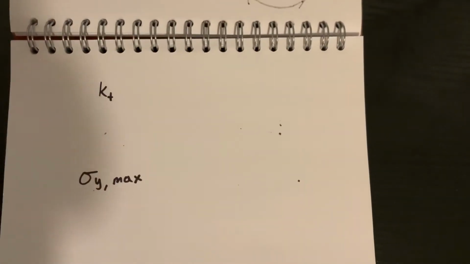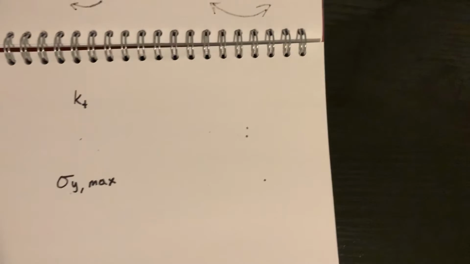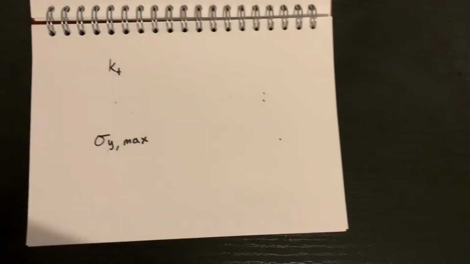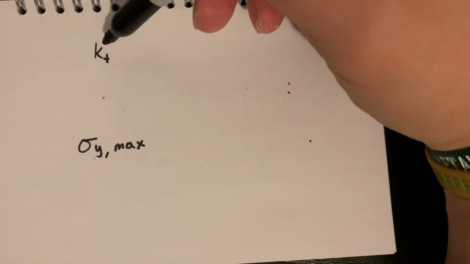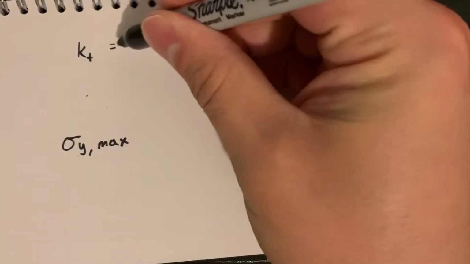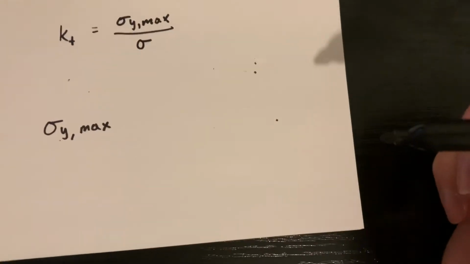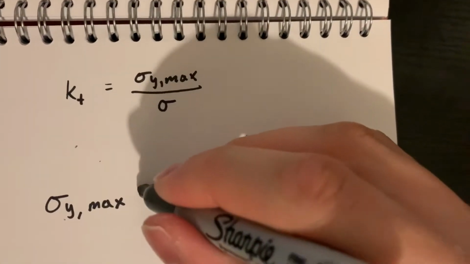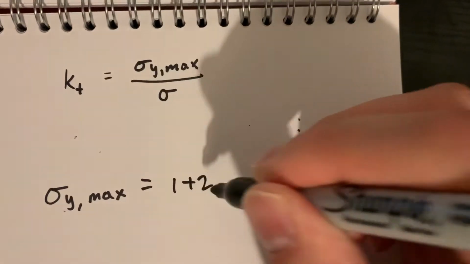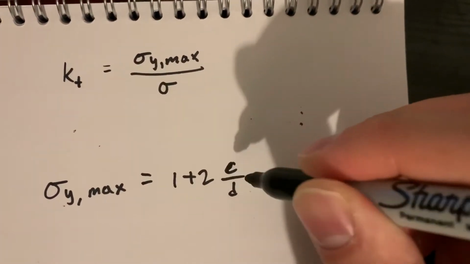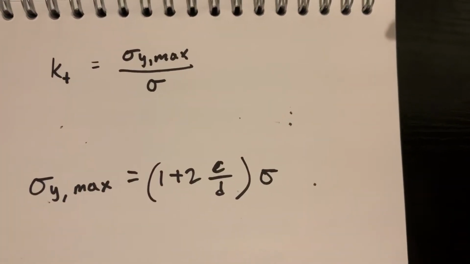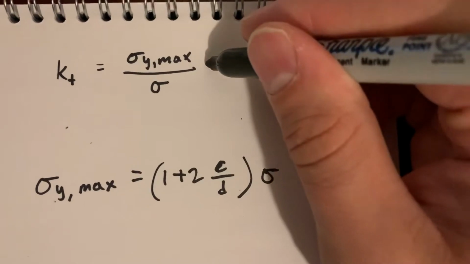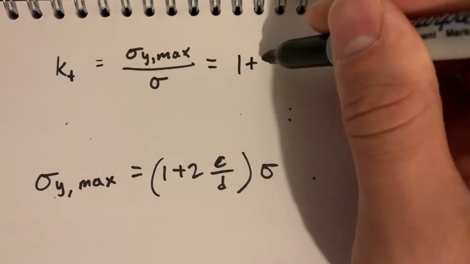It's important to note that cracks can increase stress, and the way we can analyze that is our stress concentration factor, which is K sub T. Now, the equation for this is sigma y max over sigma. Now, our equation for sigma y max is 1 plus 2 C over D, all multiplied by sigma. And so then we can just write our stress concentration factor as 1 plus 2 C over D.